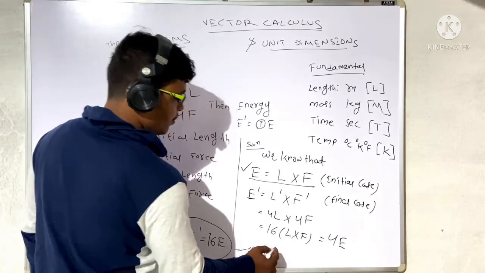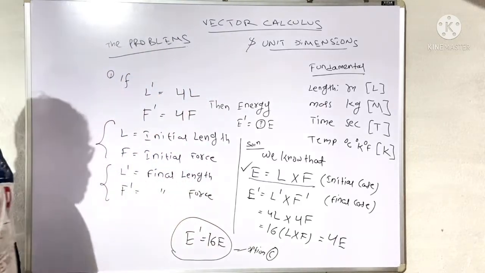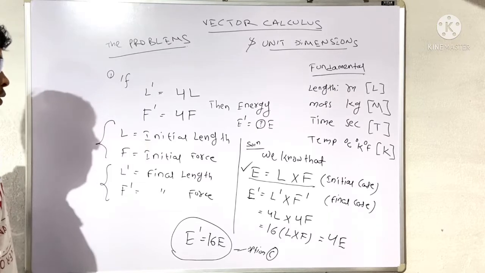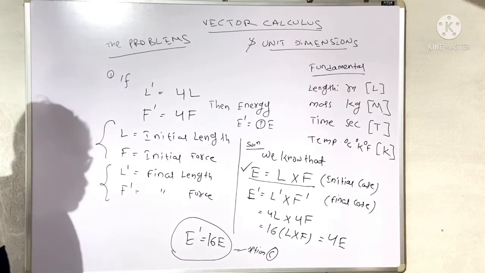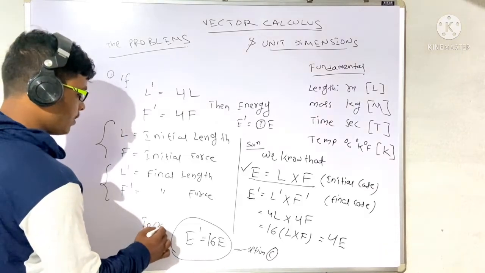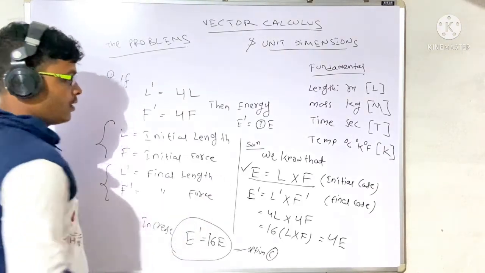So my answer is option C. I have given you a question on the screen and the options are given to you. So the energy will increase 6 times. Why does it increase? Because this is directly proportional.